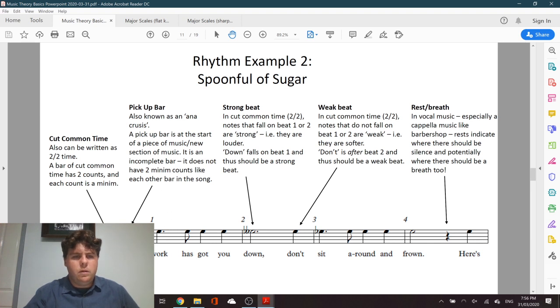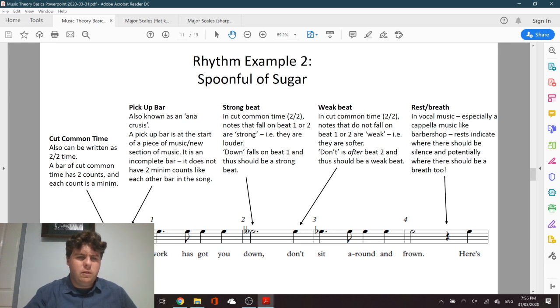Also to note at the start of the song is this is a pickup bar, also known as an anacrusis. A pickup bar at the start of a piece of music, or sometimes at the start of a new section of music, is an incomplete bar. So it does not have 2 minim counts like every other bar in this song. If I look at this bar here, the total of these notes adds up to 2 minims. That's a dotted crotchet plus a quaver, that's 1 minim's worth, and then I've got 2 crotchets, which is 1 minim's worth. So that's a normal bar.